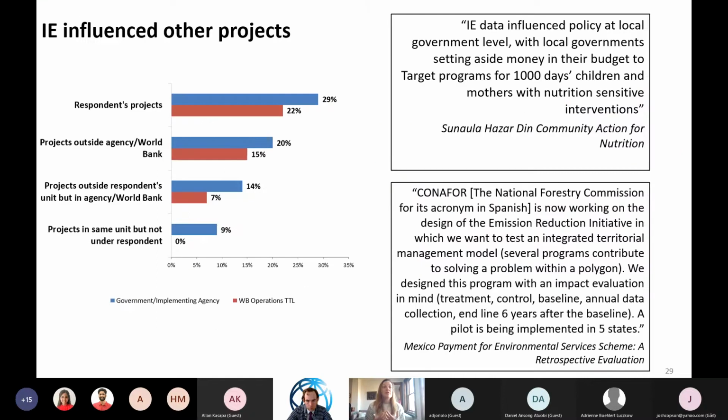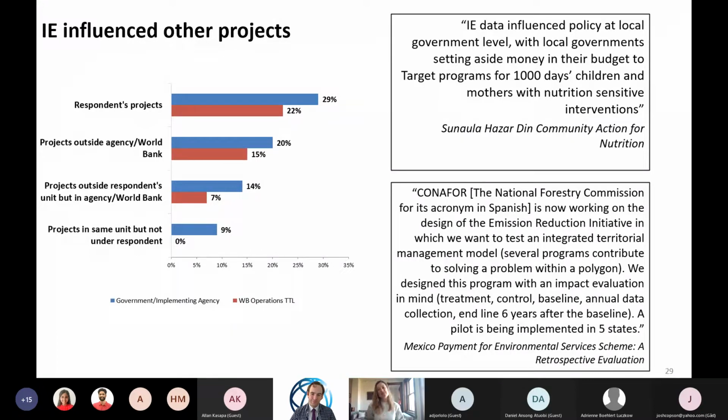Also, as we said, analytics can help influence other projects. So the information that you gather throughout your program can help influence others. On the nutrition project, we can see that the data influenced the policy at the local government level, with them setting aside in their budget to target programs for children and mothers. And then there's an example from Mexico that's a bit long, so I won't read it. But basically, here are some other examples, right?